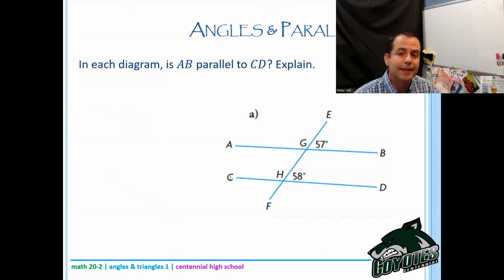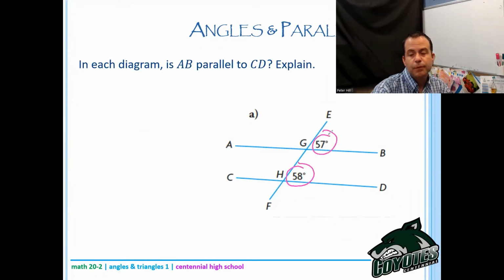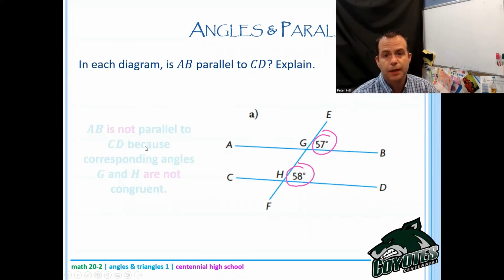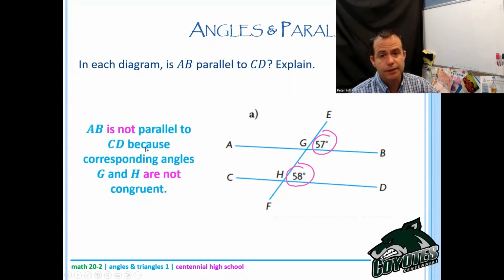Okay, so is AB parallel to CD? Well, I'm going to try and look for corresponding angles. These are corresponding angles, okay? For lack of a better thought, they're in the top right-hand corner, right? So corresponding angles do not equal each other. And because corresponding angles do not equal each other, these are not parallel, okay? So AB is not parallel to CD because corresponding angles G and H are not equal to each other.